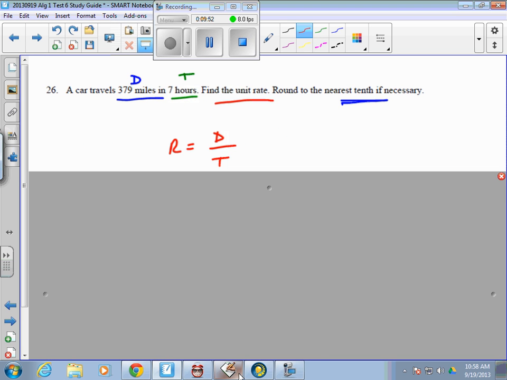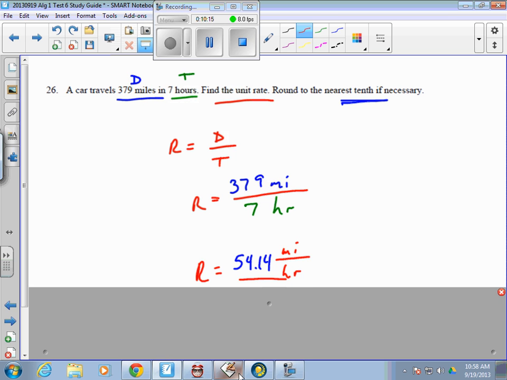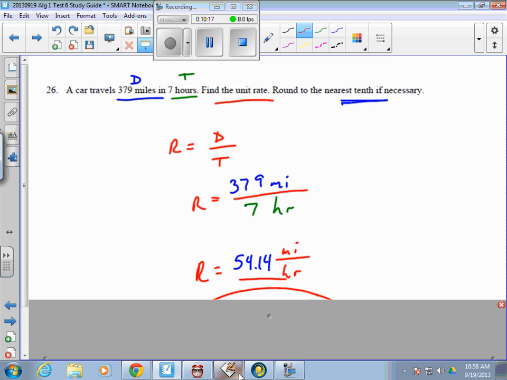26 says a car travels 379 miles in 7 hours. Find a unit rate, and then round to the nearest tenth. Rate equals distance over time. Miles per hour is your speed. That's how you can remember that one. So in place of D, substitute in 379 miles. That's your distance. In place of T, substitute in 7 hours. That's your time. So that says 379 divided by 7 comes out to be 54.14.